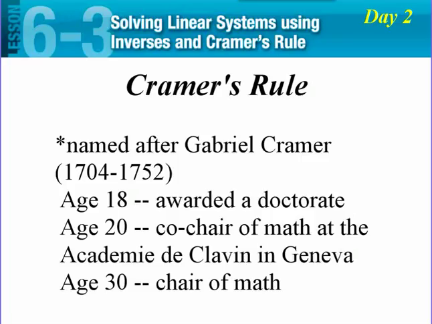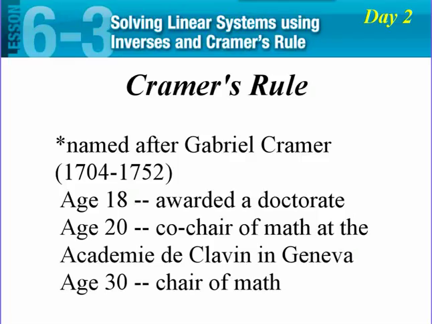Okay, it was named after Gabriel Cramer, who didn't live very long. You can see 1704 to 1752. A little bit about how smart he was. At age 18, he was awarded a doctorate. So some of you are 18. Yeah. Okay. At age 20, they made him the co-chair of math at that university in Geneva, Switzerland. And then at age 30, they made him the chair of the math department. So obviously, you can see he's a pretty smart guy.